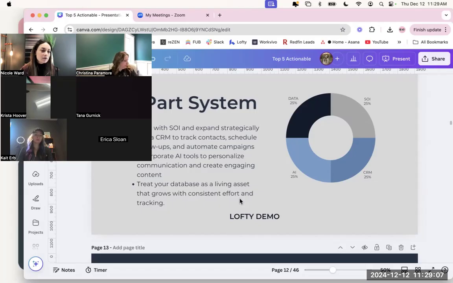For you agents that have been doing this a long time and you have not nurtured or watered your database in the last couple of years, this is your reminder to go ahead and do it.